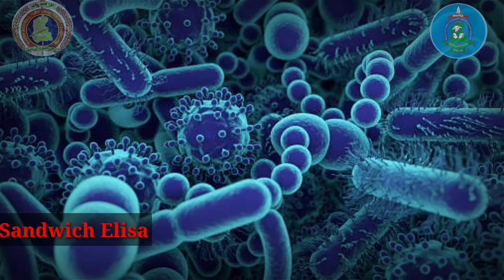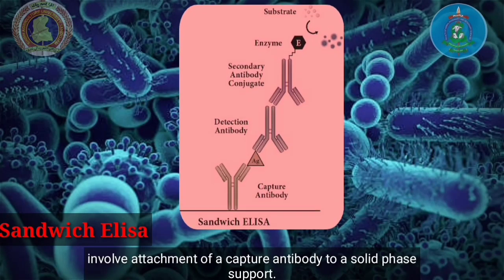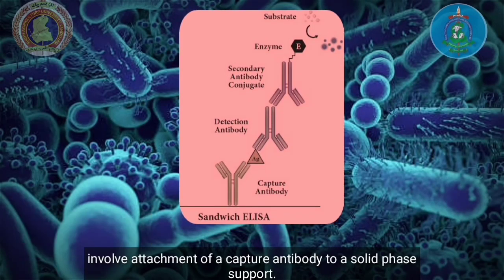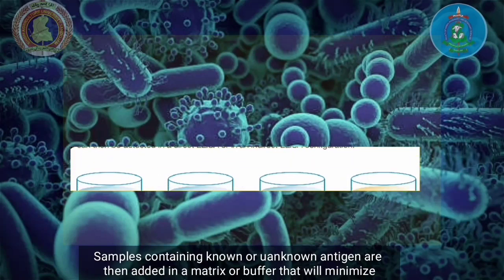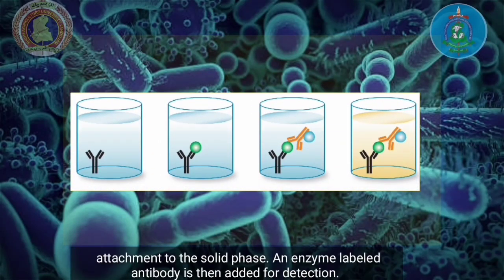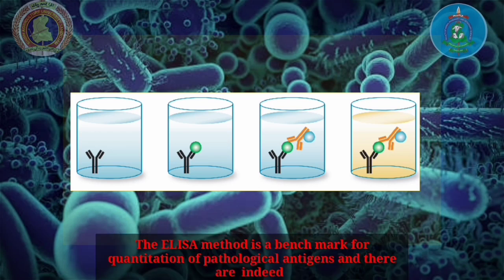Sandwich ELISA. It involves attachment of a capture antibody to a solid phase support. Samples containing known or unknown antigens are then added into a matrix or a buffer that minimizes attachment to the solid phase. An enzyme-labeled antibody is then added for detection. This ELISA method is a benchmark for the quantification of pathological antigens.